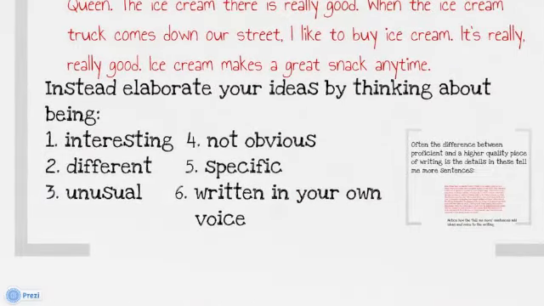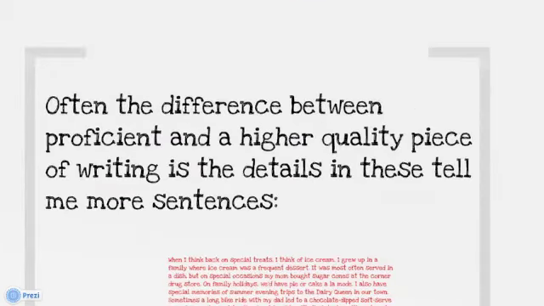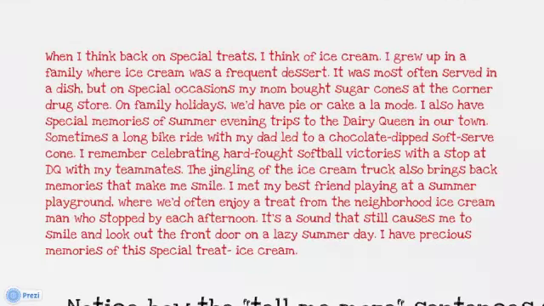So instead, elaborate by thinking about being interesting, different, unusual, not obvious. Try to write it within your own voice and adding your own description. Oftentimes, the difference between a proficient and a higher quality piece of writing is the details in these "tell me more" body sentences. So here's the exact same topic, but bumped up with some better descriptive sentences.